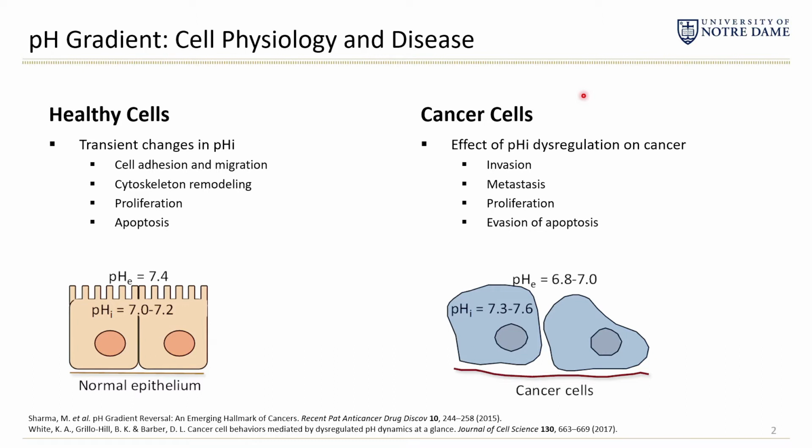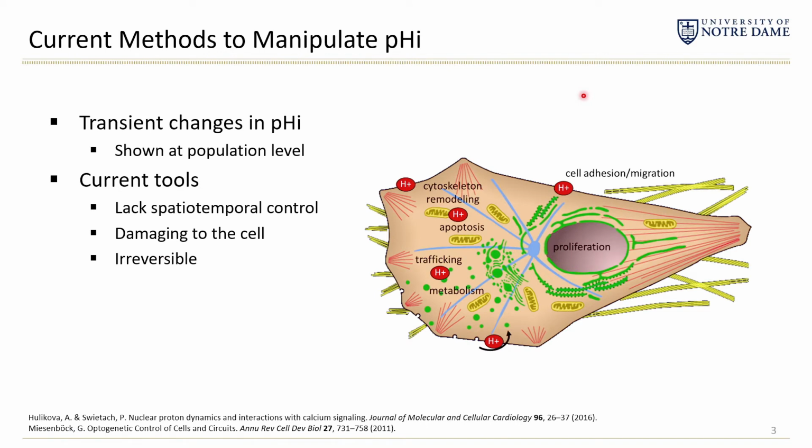However, all of these links have been shown at the population level. It is currently unknown if pHI is a sufficient or necessary driver of cell behaviors at the single cell level. This is because we currently don't have the tools available to answer these questions. At present, all the tools available to us to manipulate intercellular pH lack spatiotemporal control, are damaging to the cell, and are irreversible. This limits our ability to investigate how pHI drives critical cell behaviors at the single cell level.